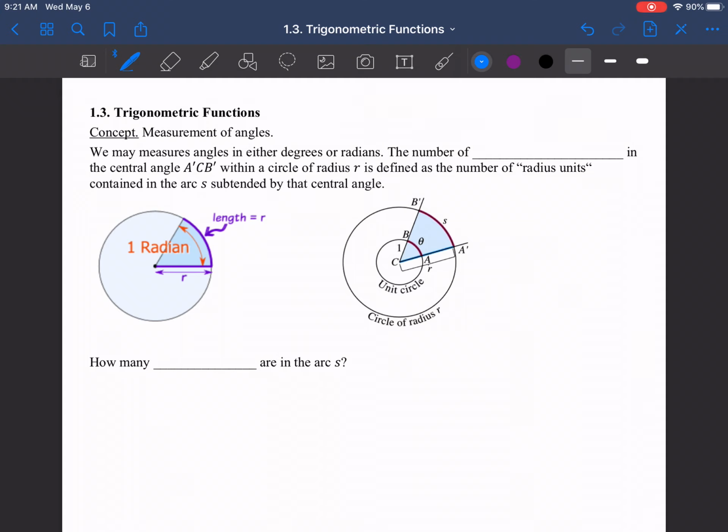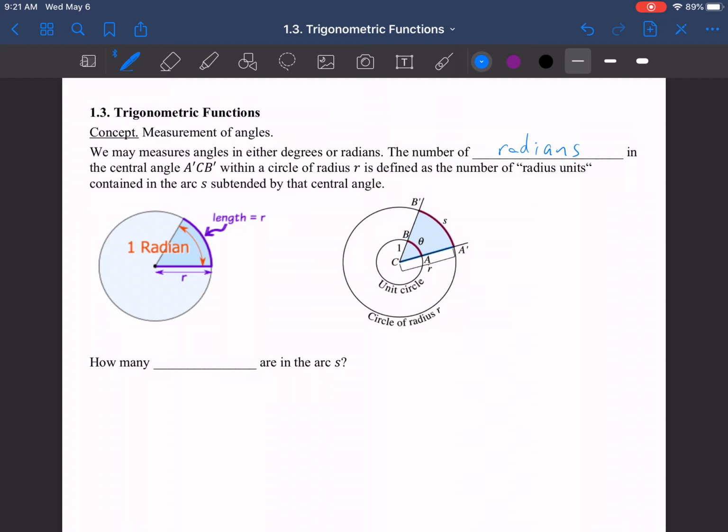They're kind of naturally based and kind of just appear for us, whereas degrees are kind of arbitrary and made up, and they don't work as nicely, as you'll see. So the number of radians in the central angle ACB within a circle of radius r is defined as the number of radius units contained in the arc S subtended by that central angle.